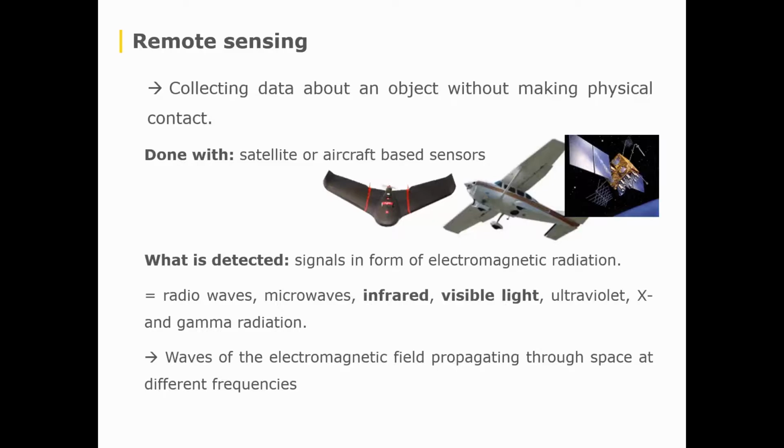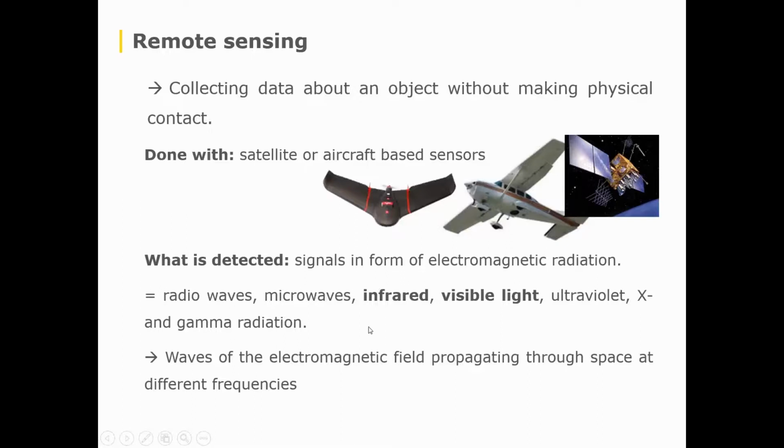So, remote sensing. Remote sensing is the science of collecting data about an object without making physical contact. This is normally done through satellite or aircraft-based sensors. It used to be only satellites and airplanes, and these days we're also doing it with drones. But what are we actually detecting? We detect signals in the form of electromagnetic radiation. So it can be radio waves, microwaves, infrared, visible light, ultraviolet, X-ray, and gamma radiation.